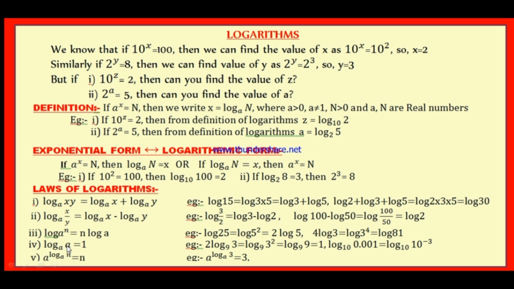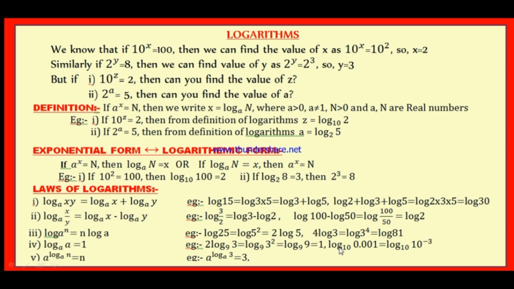And the fourth law of logarithms, log a to the base a is 1. Log a to the base a is equal to 1. For example, you see here, 2 log 3 to the base 9. How can we simplify this? Here if you apply the third law first of all, this is in the form of n log a. Therefore take this 2 inside, so that this is log 3 square to the base 9. What is 3 square? 3 square is 9. Therefore log 9 to the base 9. Now if you apply the fourth law, log a to the base a is 1. Therefore log 9 to the base 9 is 1.